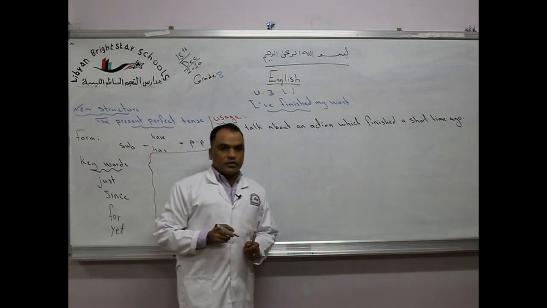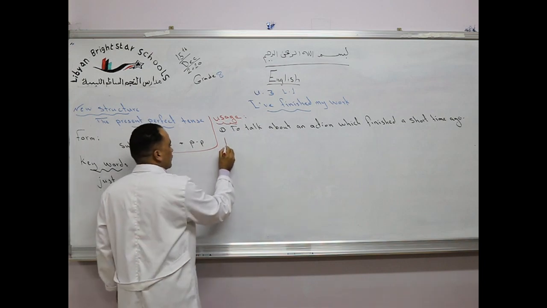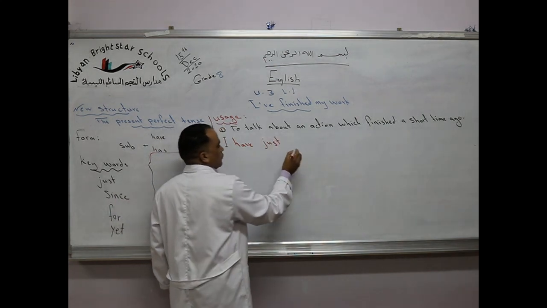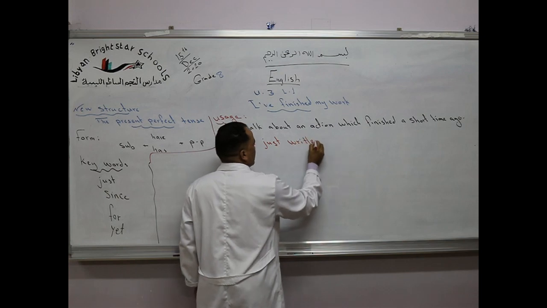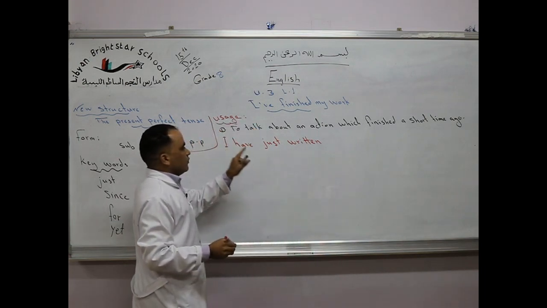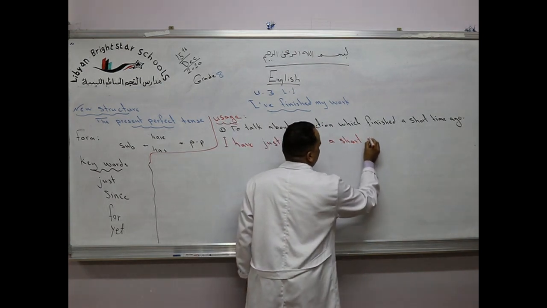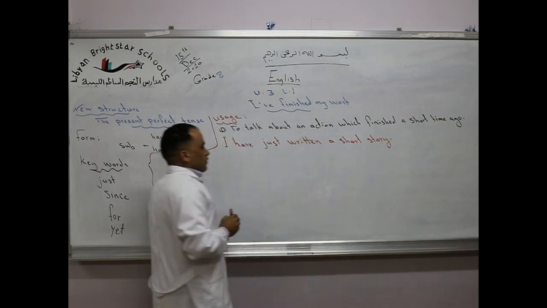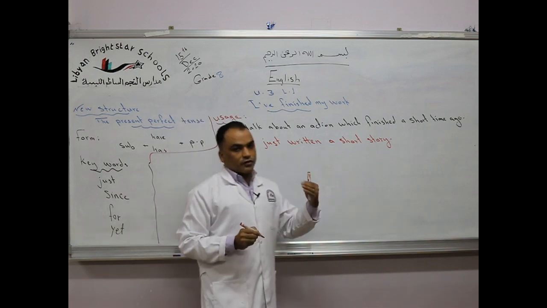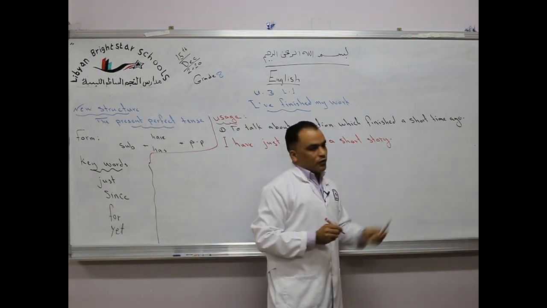To talk about an action which started and finished a short time ago. For example, I've or I have just written, the past participle of the verb write, or the third form of the verb write, is written. I've just written a short story. This action started and finished a short time ago. Started in the past and finished a short time ago.